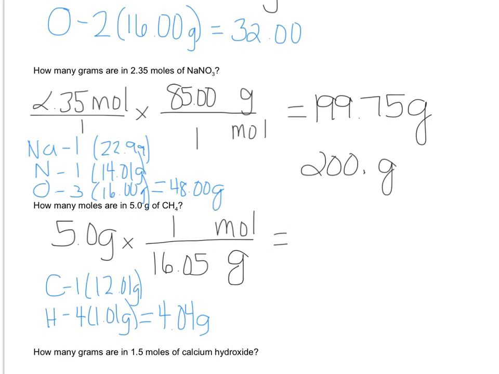So mathematically in our calculator, we're going to take 5.0 and we're going to divide by 16.05 and round it to the correct number of sig figs, which is 2 in this case. Our answer will be 0.31 moles.